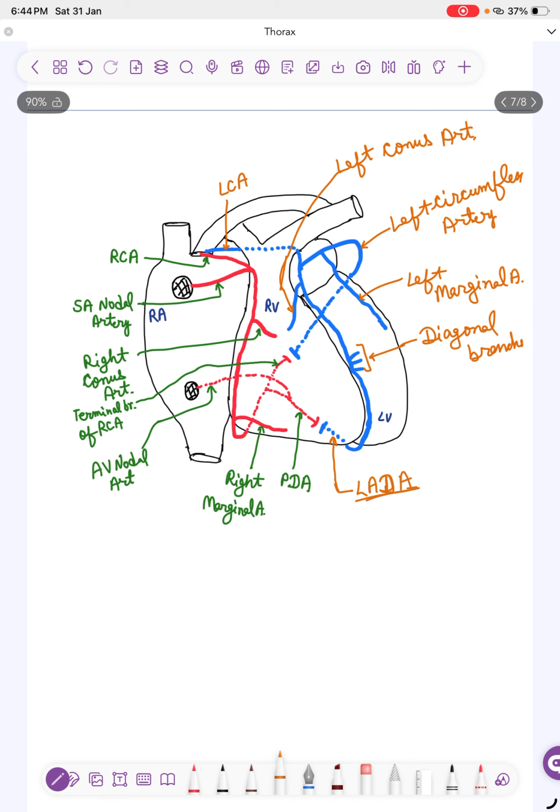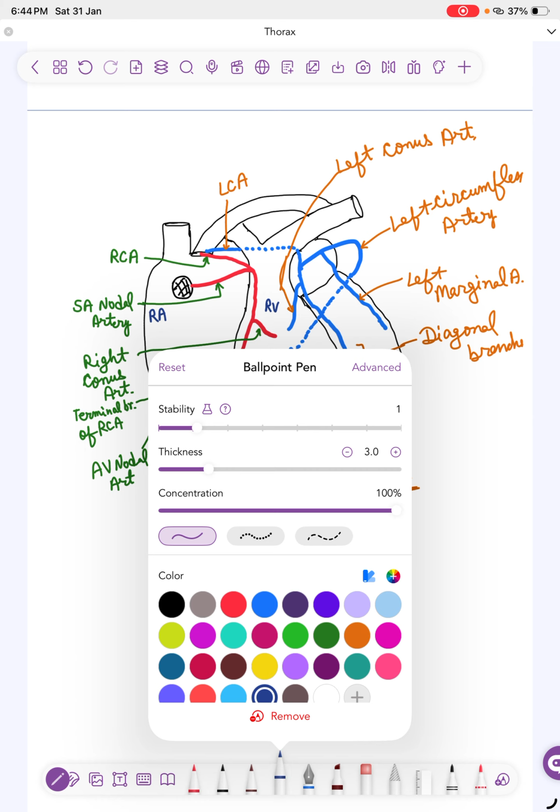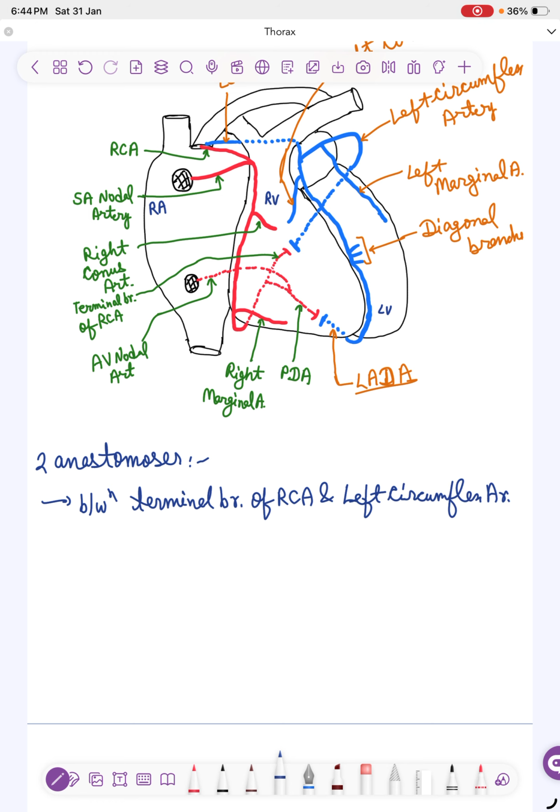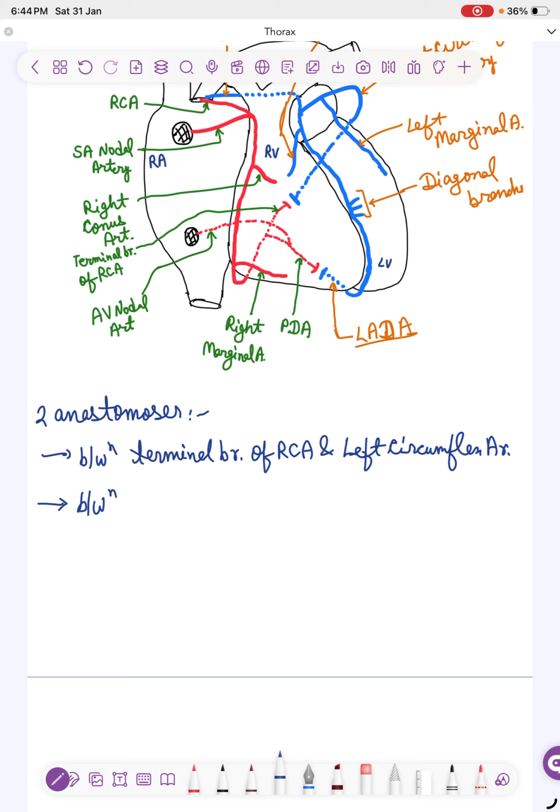There are two anastomoses. What are the two anastomoses? First anastomosis is between the terminal branch of right coronary artery and the left circumflex artery. And the other anastomosis is between posterior descending artery and the left anterior descending artery. This anastomosis is occurring in the posterior interventricular groove.